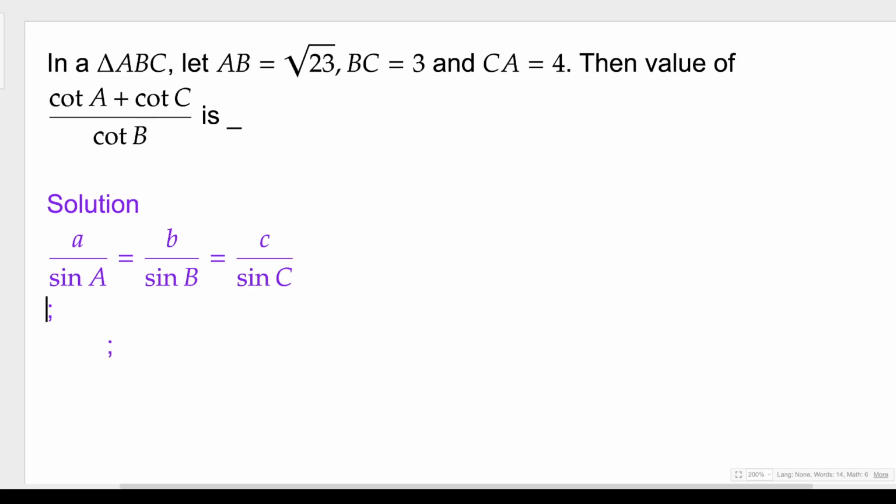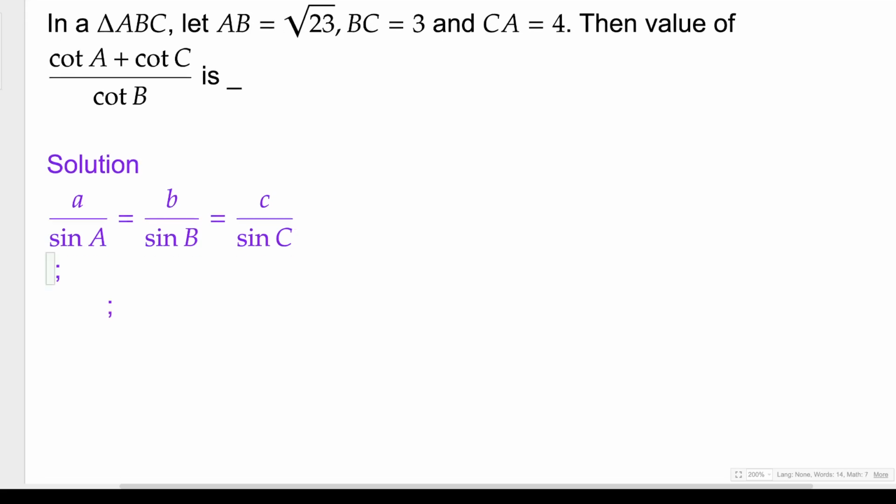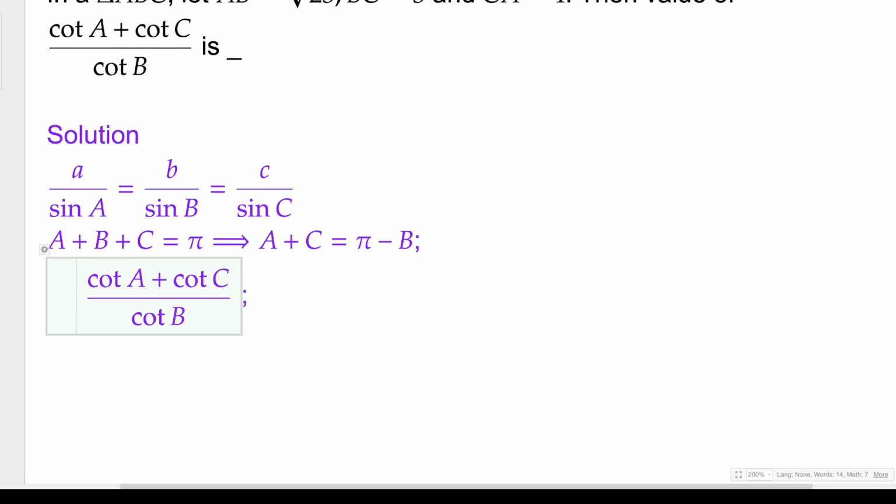Now in the problem statement, it's clearly mentioned that it is a triangle ABC. So the property of a triangle says that the sum of the three angles is equal to pi radian, and from this we can clearly write that A plus C is equal to pi minus B. Why am I considering A plus C here? Because in the target you can observe it is cotangent of A plus cotangent of C. Now this is the given expression, so we'll be solving this part.